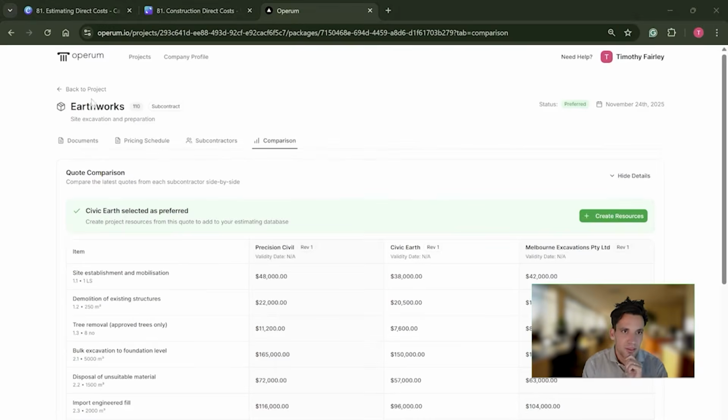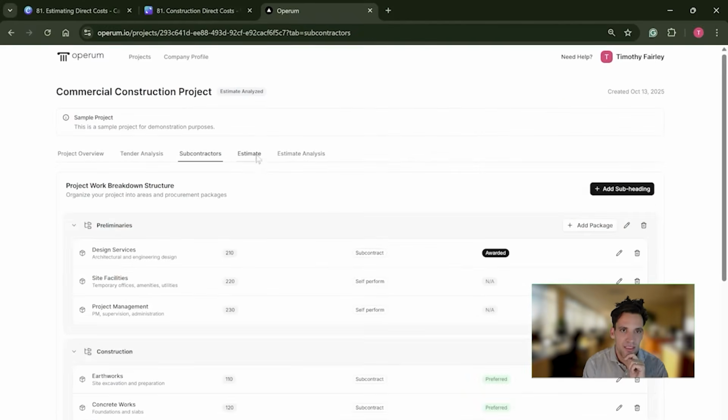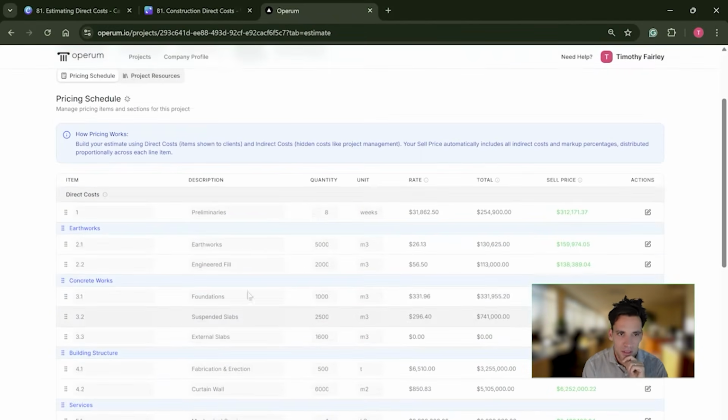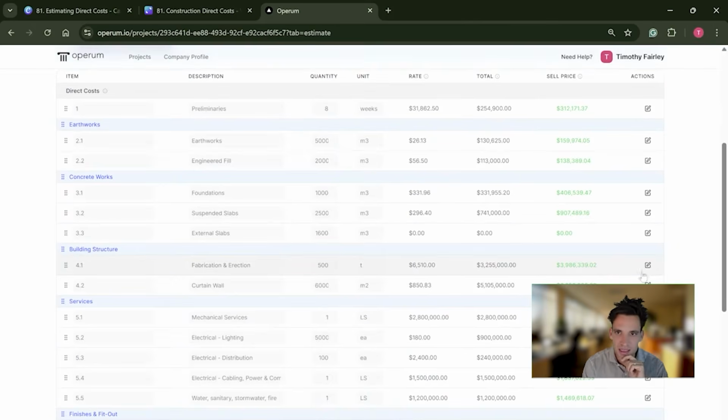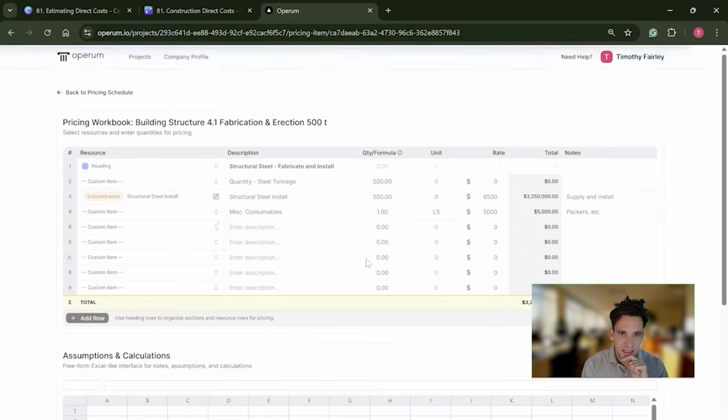Okay, so if I quickly go back to the sample project in Opera, I'll pull up a worksheet to show you what this is like. This fabrication and erection is just a subcontracted task where we're getting them to install 500 tons of steel. They're fabricating and installing it, and they've given us a rate of $6,500 per ton. So that's where we get the $3 million. We're allowing $5,000 of consumables.